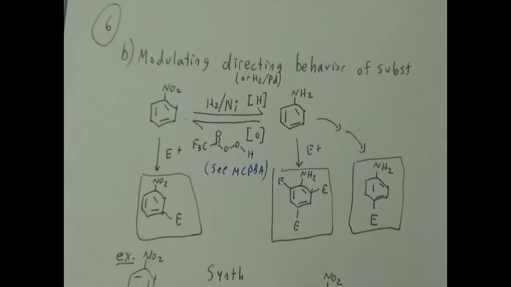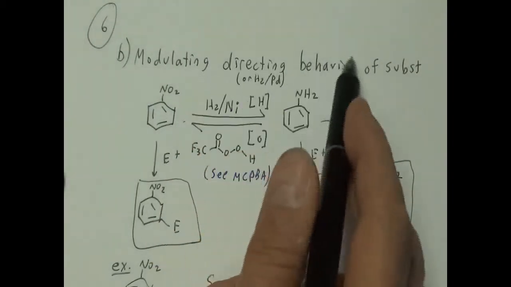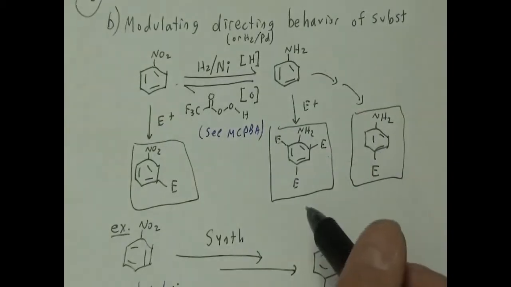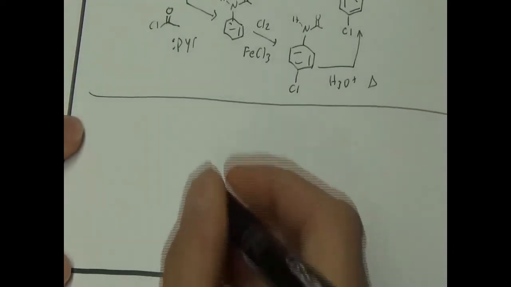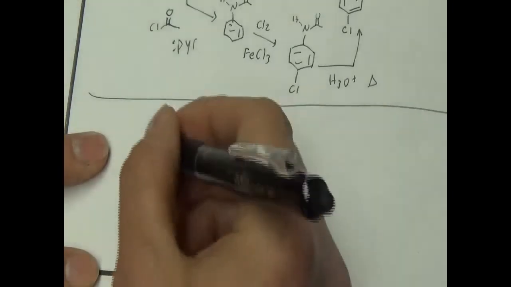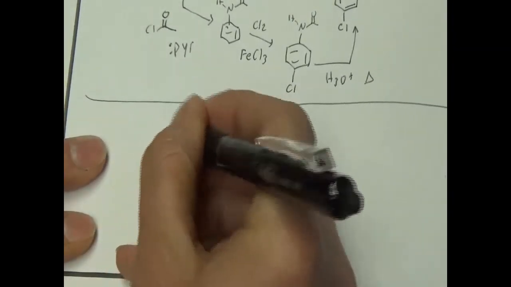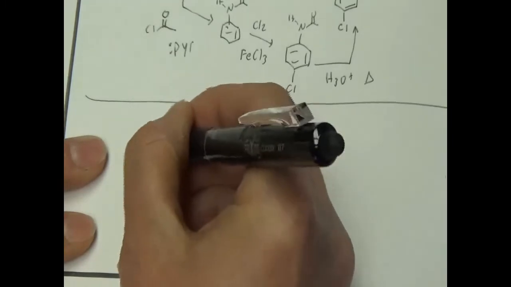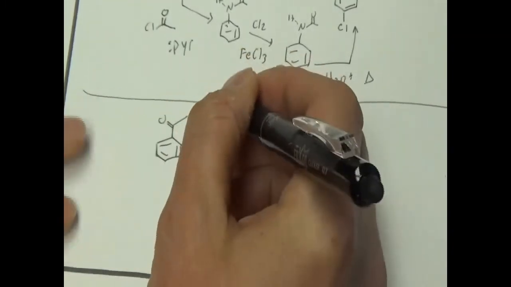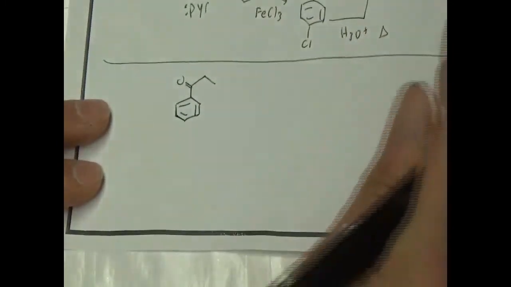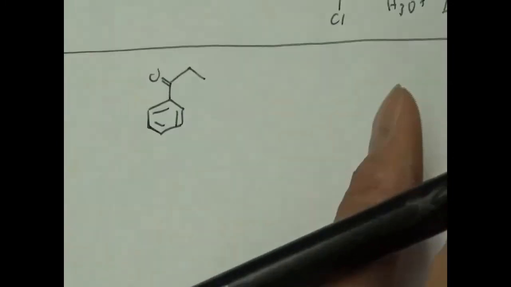We have another type of this same strategy, modulating directing behavior of substituents. Let's show the other one now at the bottom. So this other one is, say I have a ketone. Make it fun and add an extra carbon. Alright, we have a ketone.